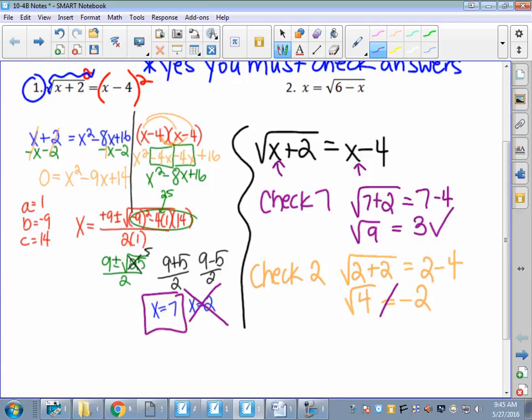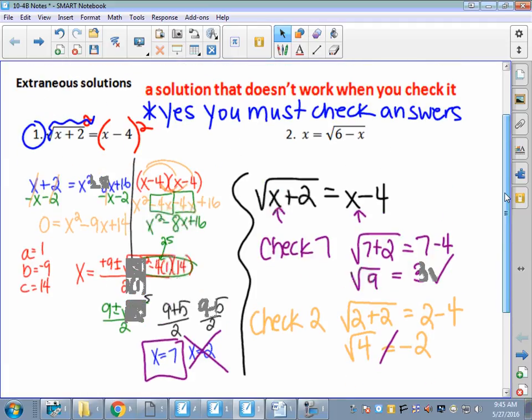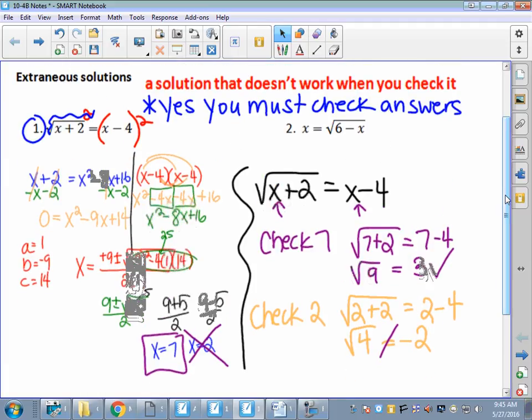7 is the only answer that we'd put on the answer line. So that's what extraneous solutions do. You do the whole math problem. You go back and you do a check step at the end and make sure that they work.